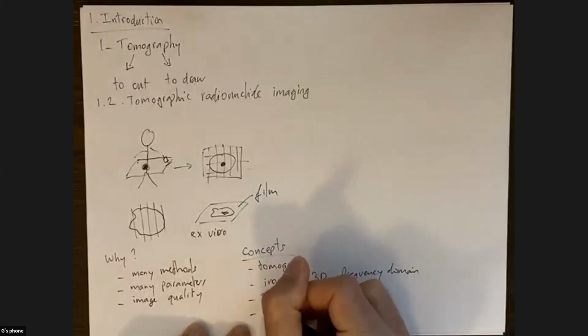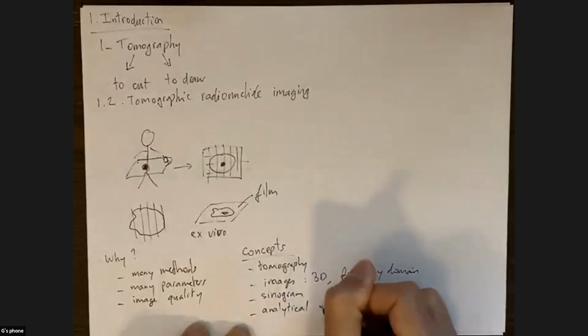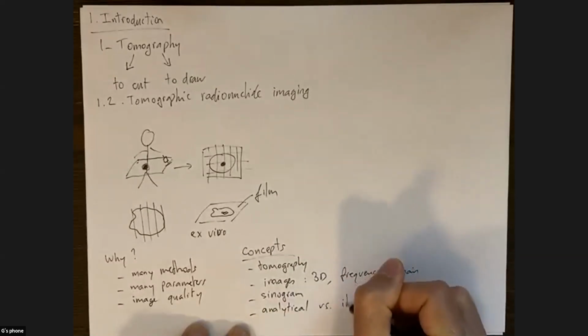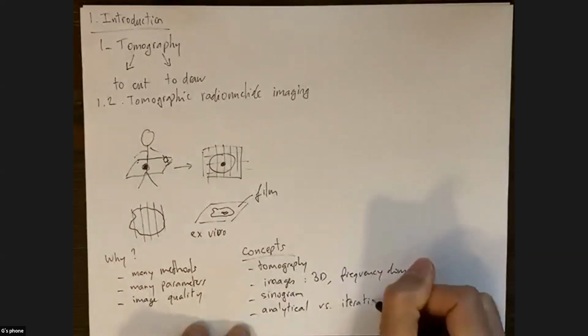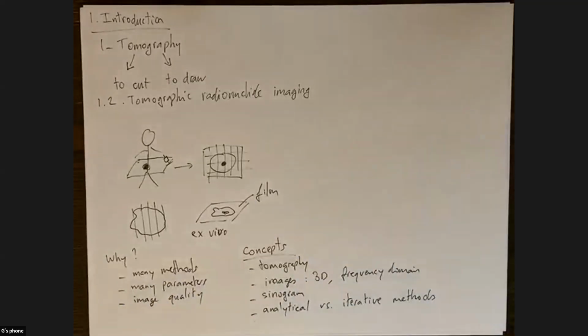And then we're going to talk about two types of methods, analytical versus iterative methods. This idea that there are multiple methods to do reconstruction is an important concept of the course. So this is a summary of what we'll be talking about over the next two lectures.